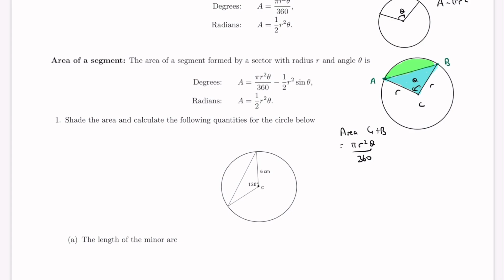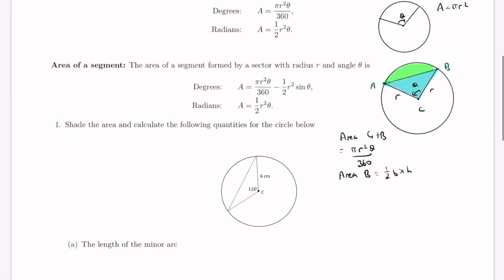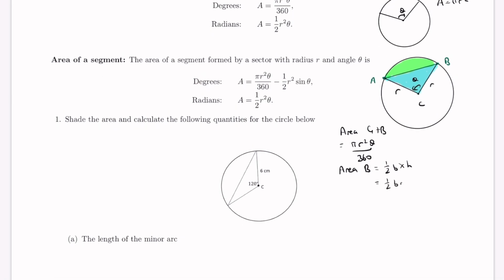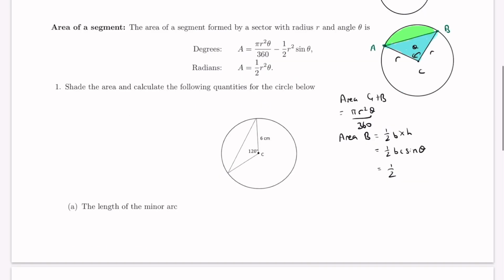Now the area of the blue, on its own, is just a triangle, right? So it's a half base times height. But what we learned is we can write height as c sine theta, so we end up getting a half BC sine theta. B and C, remember, are the two sides that create theta. So they're both length r, and you end up getting a half r squared sine theta, okay?